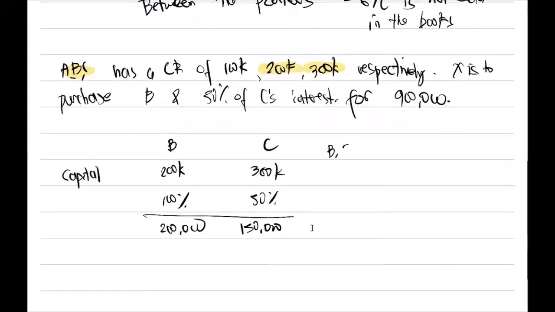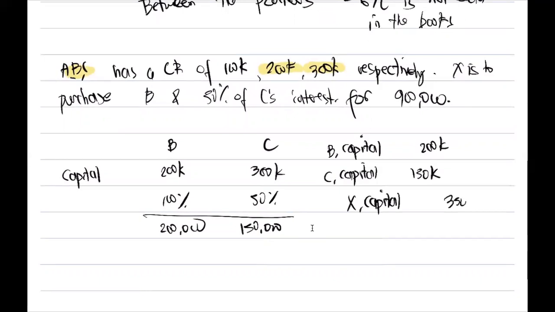So what do we do? We just remove the capital, or we transfer the capital. B capital 200,000 and C capital 150,000, and then we place that to X capital amounting to 350,000. Take note again, we will only transfer capital, and whatever the transaction price is, it is ignored. Whatever the purchased capital is, we transfer it and then we record it. Transaction price is ignored.